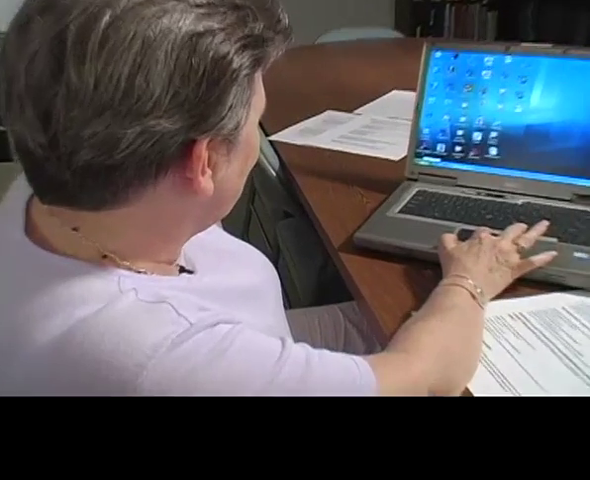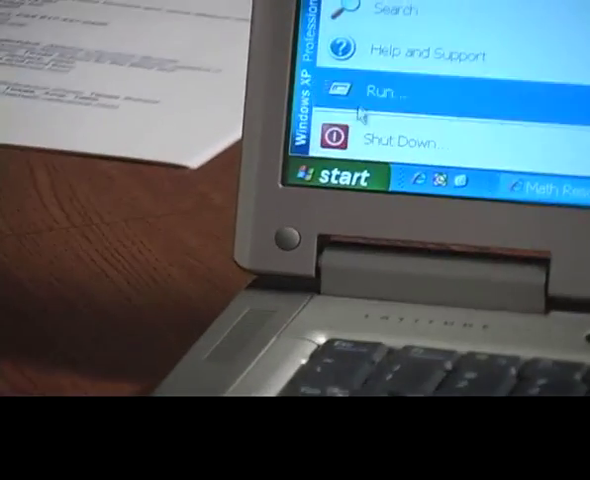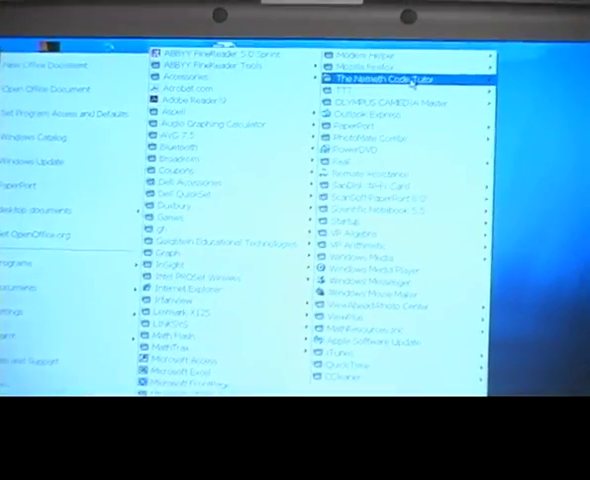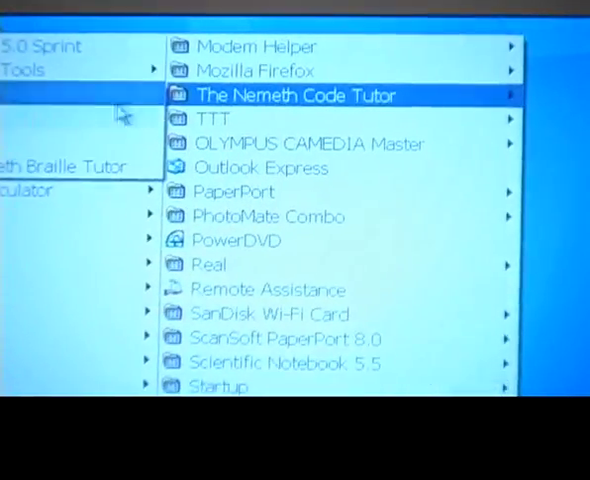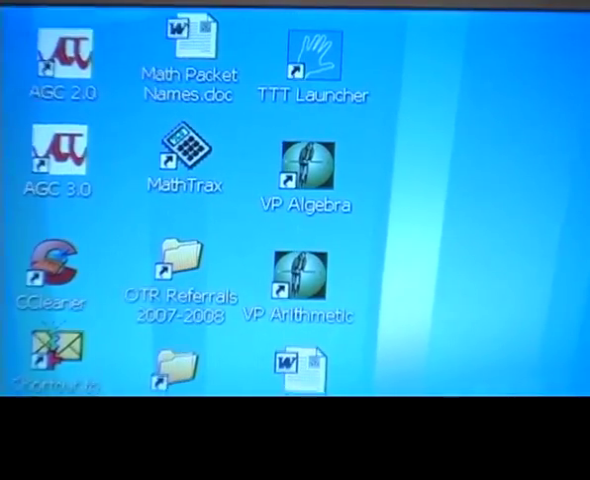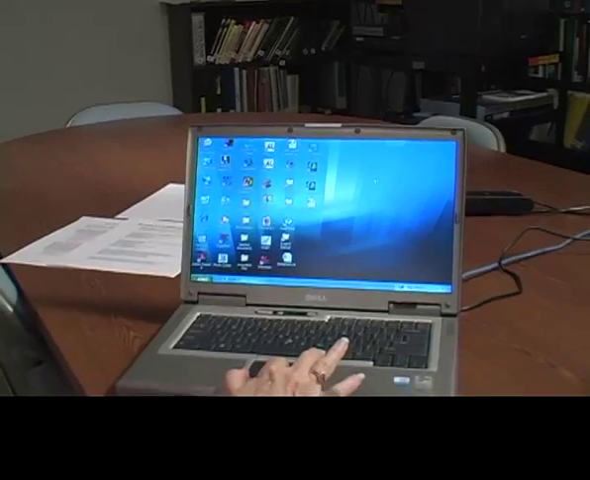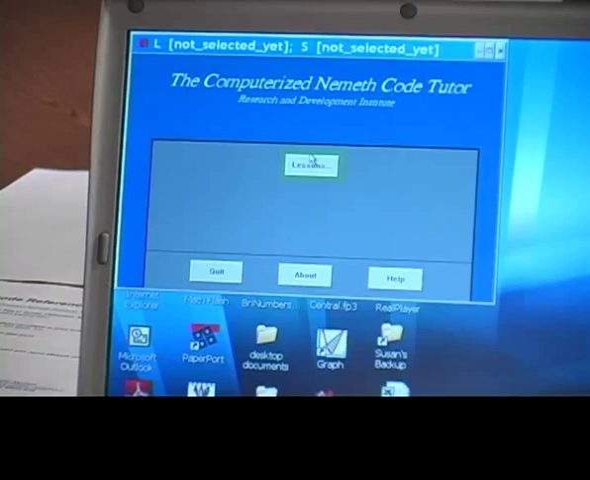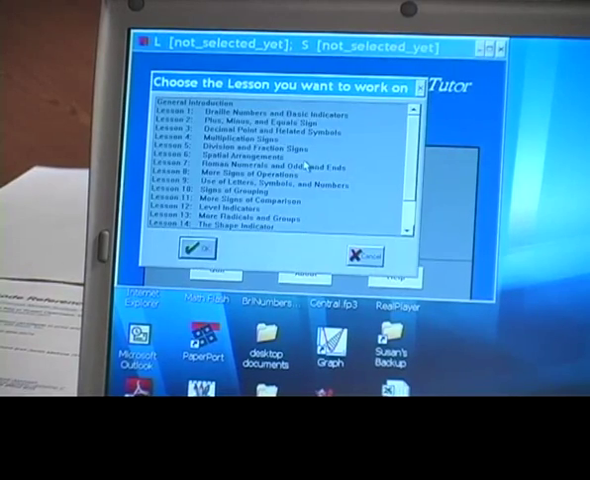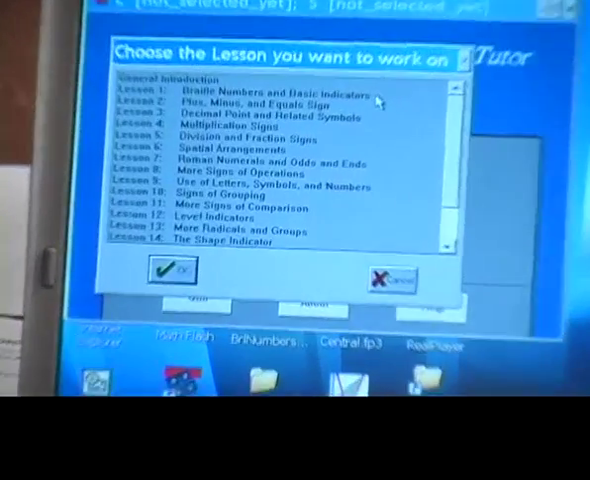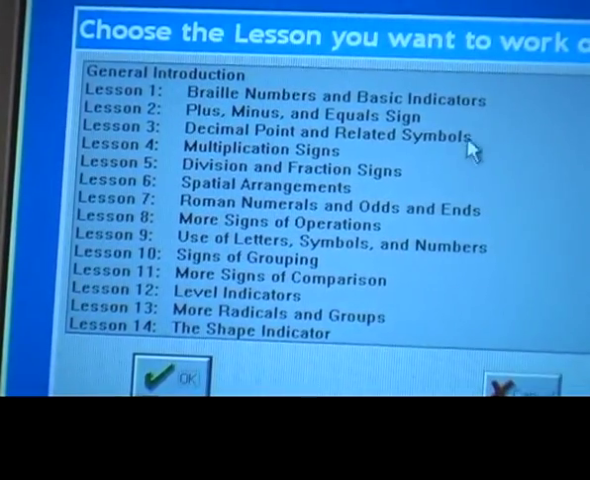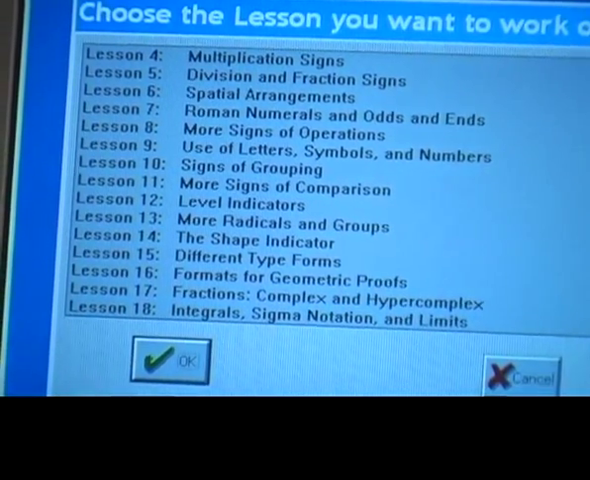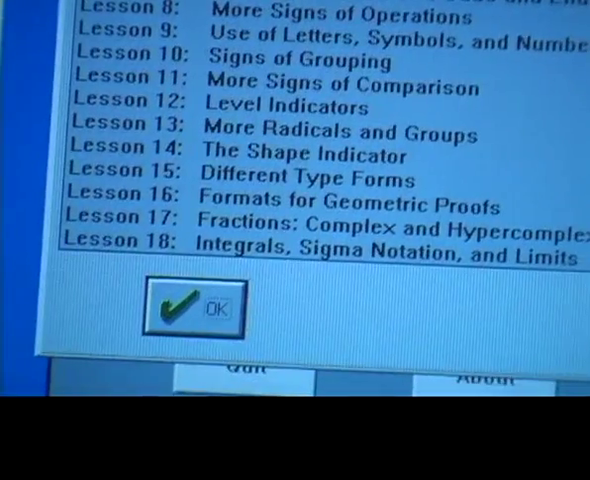Okay, so we're going to go to the Start menu and Programs. And of course, I have already downloaded this from my website. And we're going to look at this Nemeth Code Tutor. Bottom line, it has various lessons, and you can go from Braille numbers and basic indicators all the way up to integrals, sigma notation, and limits.